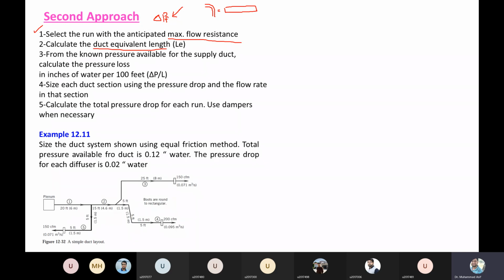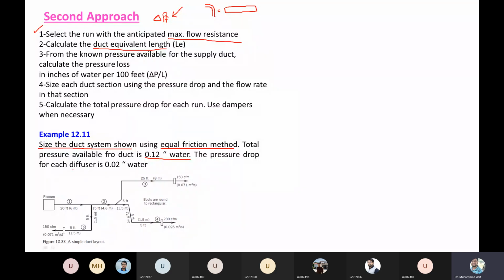For example, this is example 12-11. It says: size the duct system shown. So this is the duct system that I have shown. You need to size that duct using the equal friction method, right? It is given that the total pressure available from the duct is 0.12 inch of water gauge. The pressure drop for each diffuser is 0.05.